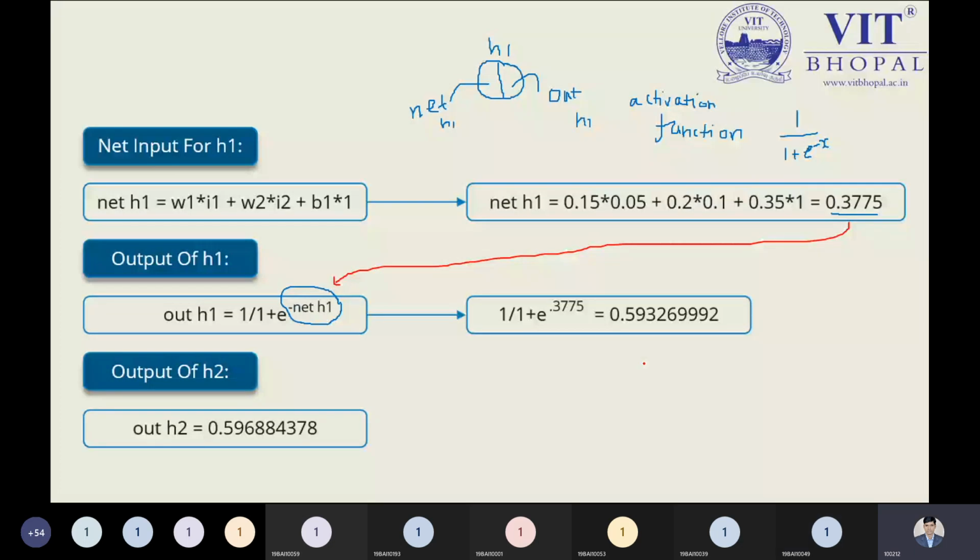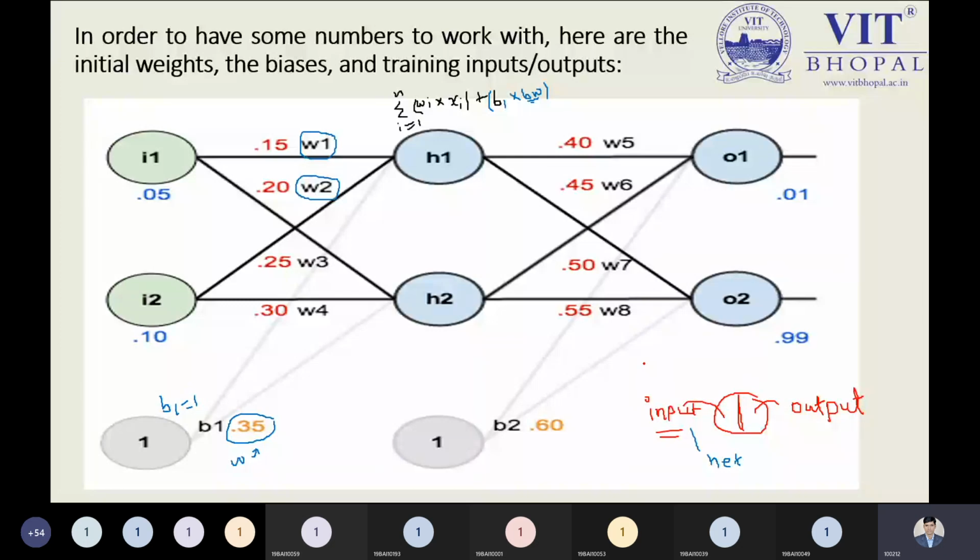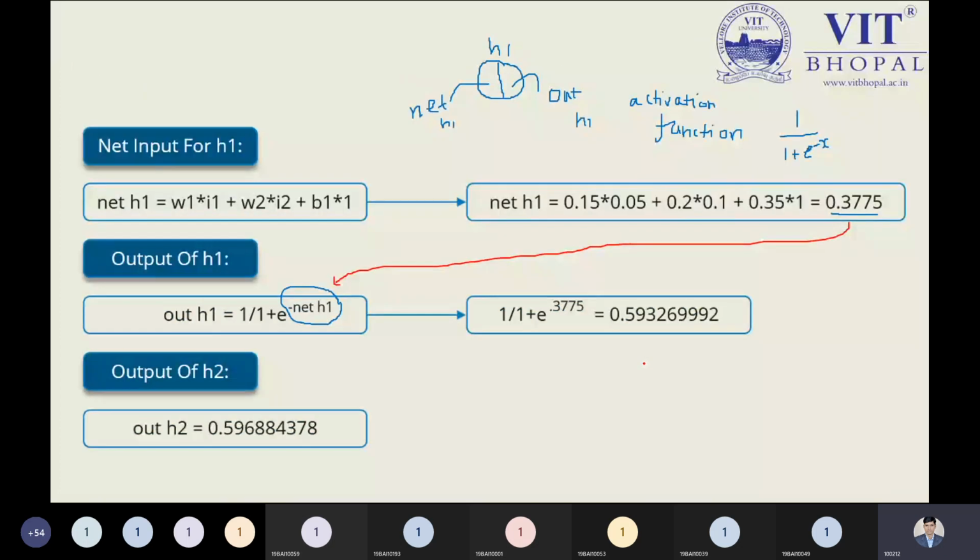Yes, sir. Clear. Okay, so respectively, if we're talking about this diagram once again, we have to calculate the H2 out value. We have to calculate the net value of the H2. If you want to calculate the out value of the H2 node, then first you are required to calculate the net value of the H2 node. Directly right now I'm sharing only the output value, the required portion. You can see the out value of the H2 we are getting is 0.59688.